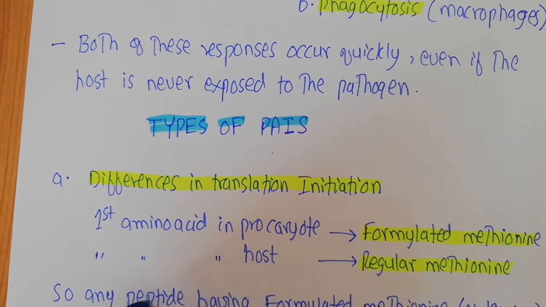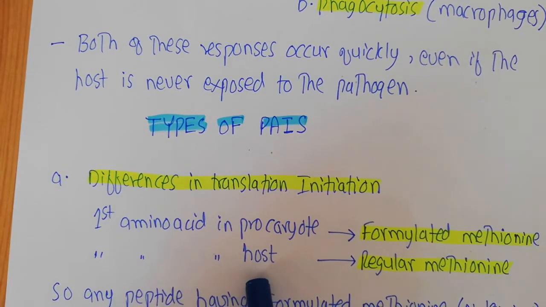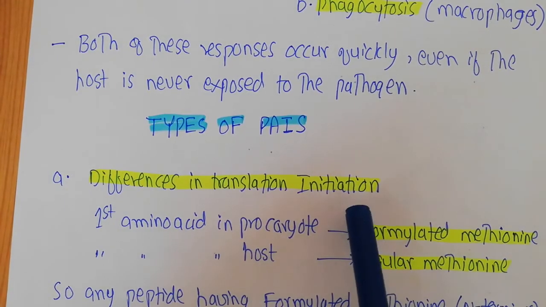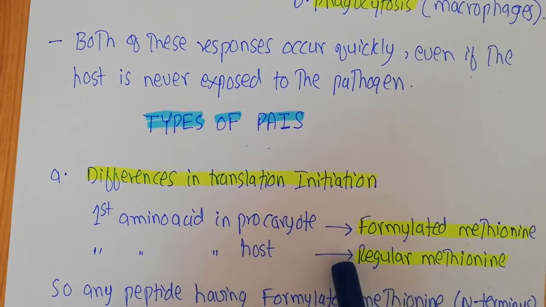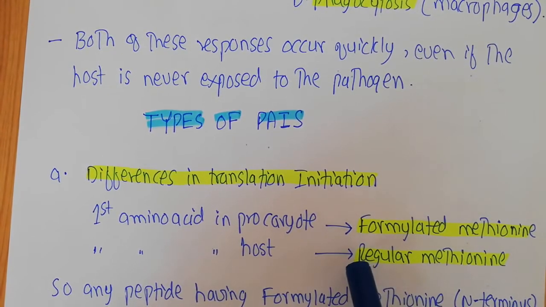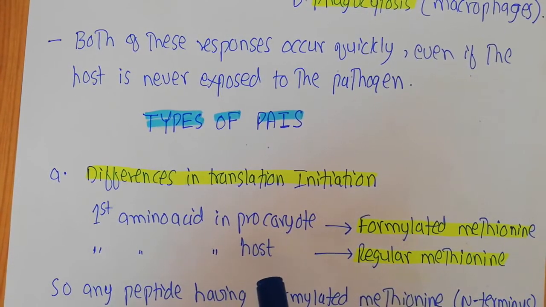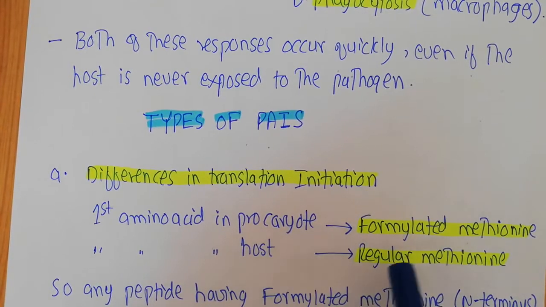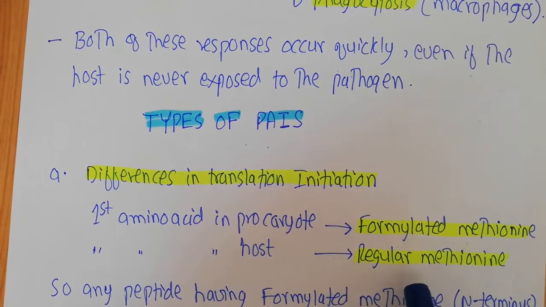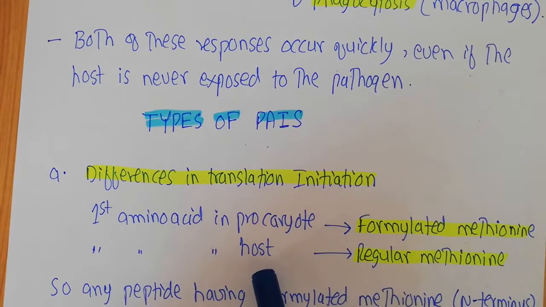When you talk about the first amino acid in the host, like human beings, they use a regular methionine in their translation initiation process. This means that in the polypeptide that is made, the first amino acid at the N-terminus in prokaryotes will be a formylated methionine, and the host cells will have a regular methionine. So this is one of the important differences in the translation initiation of prokaryotes and eukaryotes.